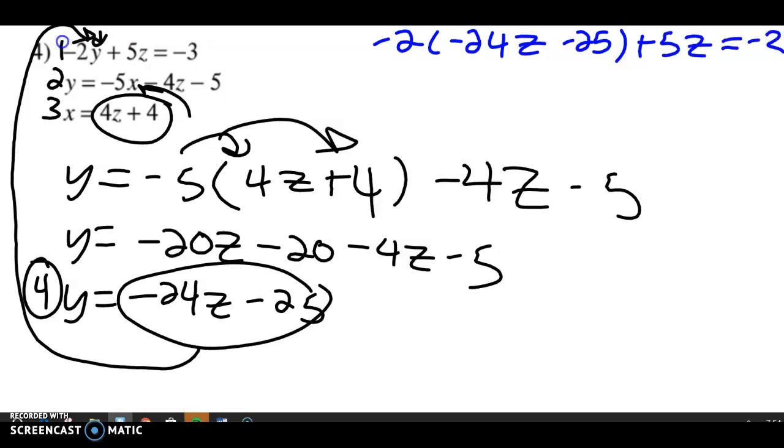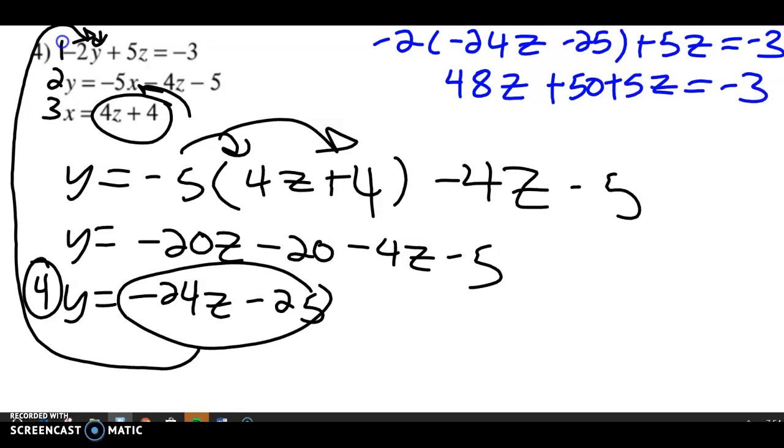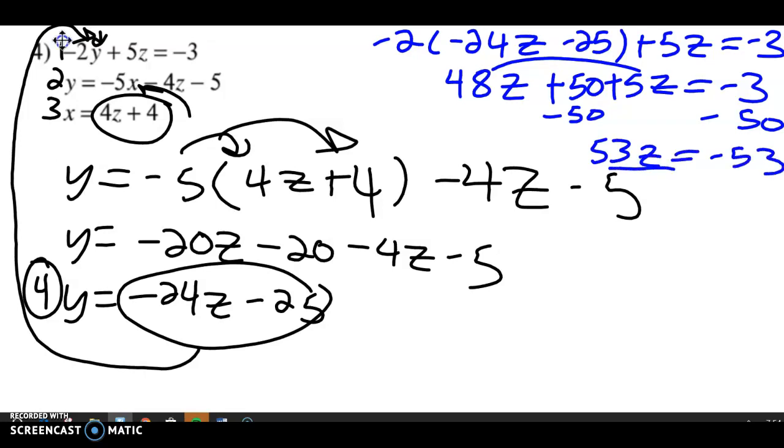to negative 3. Now as I simplify, I end up with negative 24z plus 50 plus 5z equal to negative 3. I'm going to subtract that 50, and I simplify these two, I end up with 53z equal to negative 53, thus z is equal to negative 1.